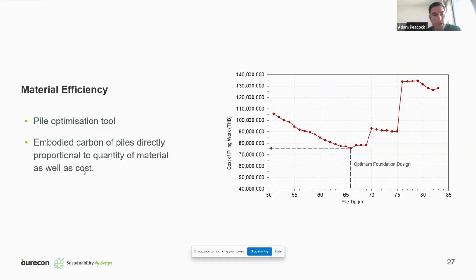We've also got an in-house software that basically automatically works through various pile lengths, and it converges on the optimum foundation solution. So that obviously reduces the amount of material required for the foundations. It reduces the cost, and also makes it more sustainable. So trying to reduce the materials as much as possible and reduce that embodied carbon.